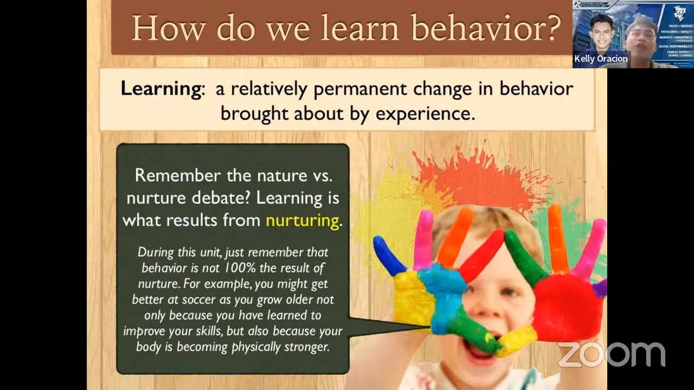So in this subject, remember that behavior is not 100% the result of nurture. Again, behavior is not 100% the result of nurture. For example, you might get better at soccer as you grow older, not only because you have learned to improve your skills, but also because your body is becoming physically stronger.